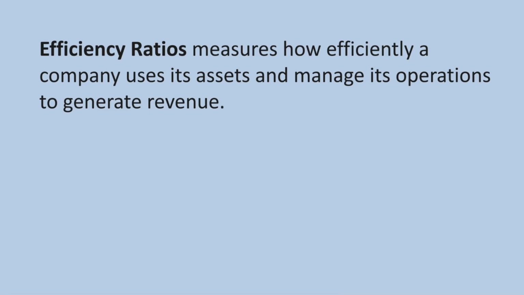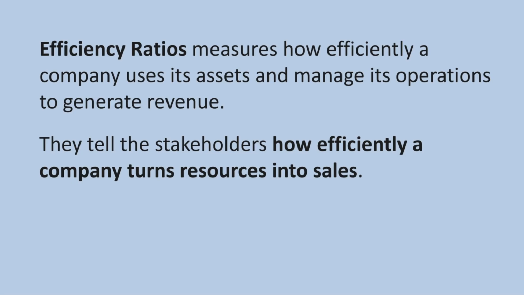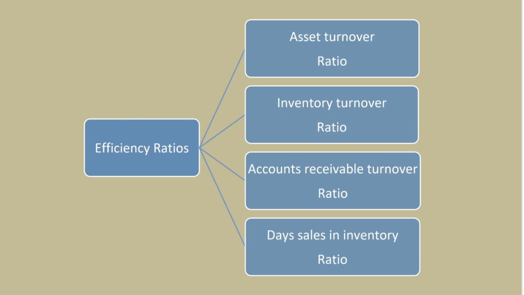The third financial metric is efficiency ratios. Efficiency ratios measure how efficiently a company uses its assets and manages its operations to generate revenue. They tell the stakeholders how efficiently a company turns resources into sales. There are 4 key efficiency ratios: asset turnover ratio, inventory turnover ratio, accounts receivable turnover ratio, and days sales in inventory ratio.